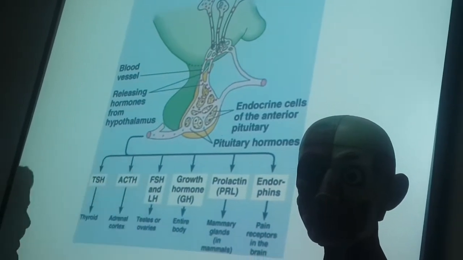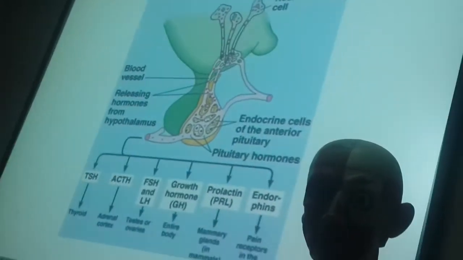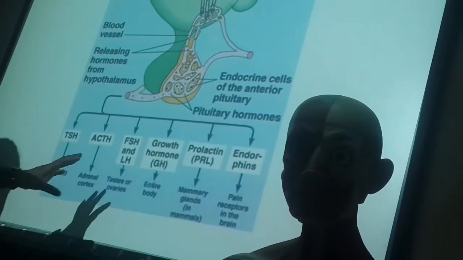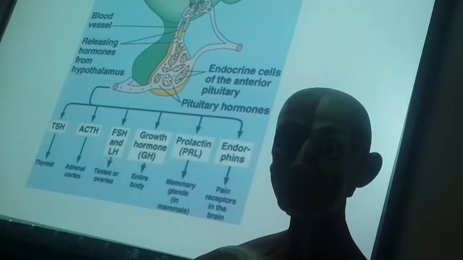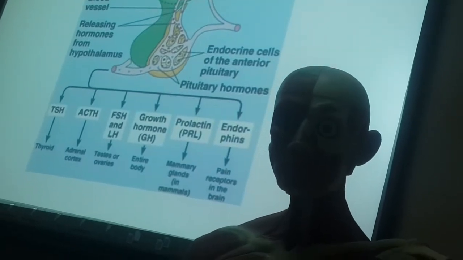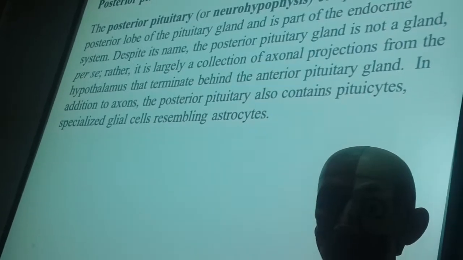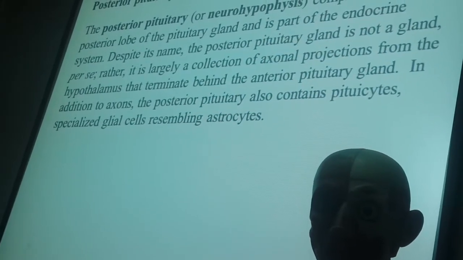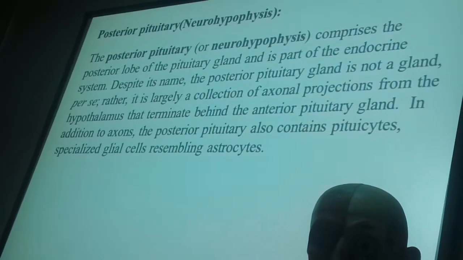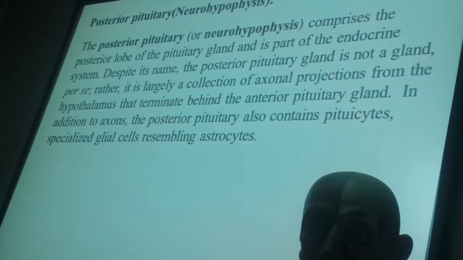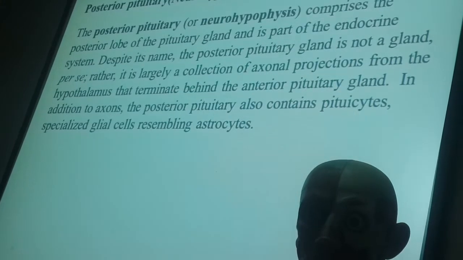So again, these are the hormones which are secreted by anterior pituitary, which you will learn in your physiology as well as histology classes. I am not interested much in what are the secretions. So now, the neurohypophysis. So these are all the histological differences. You will appreciate the structure of the anterior pituitary and posterior pituitary in your histology classes.